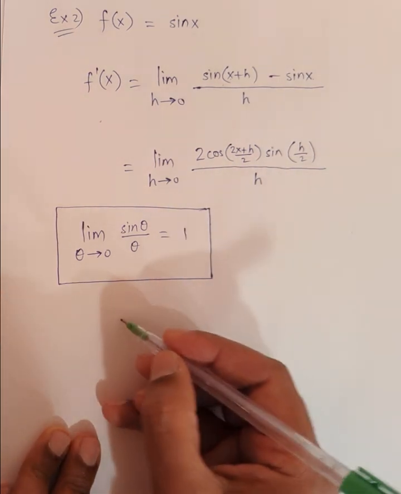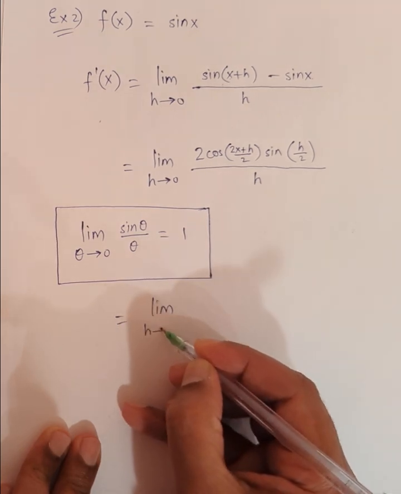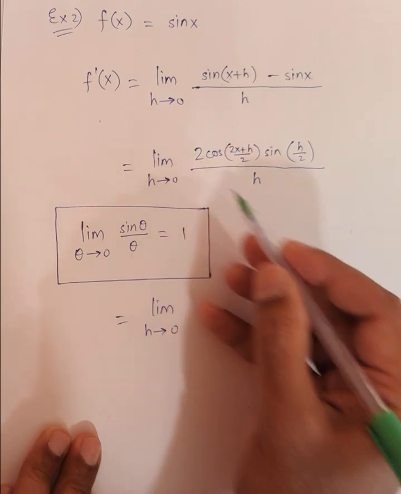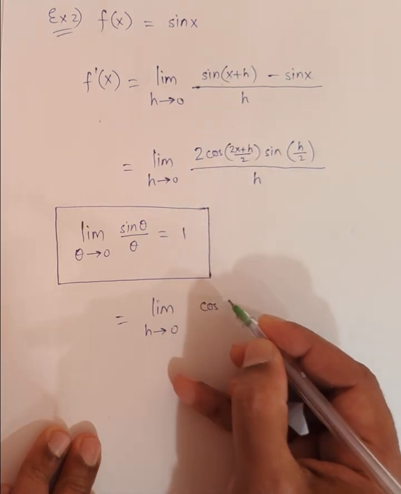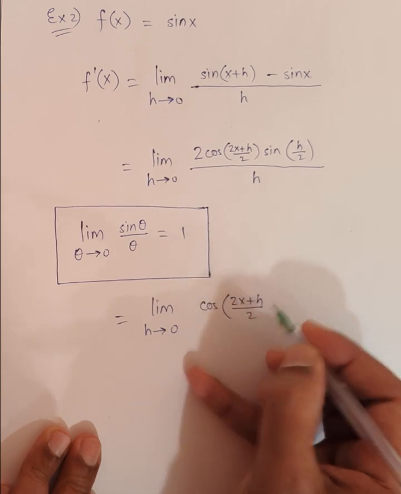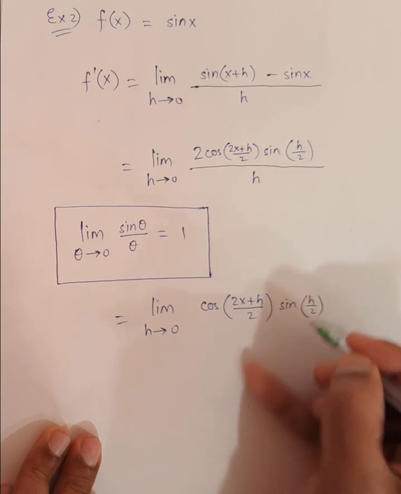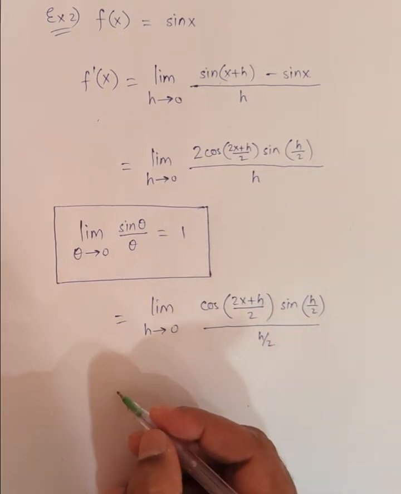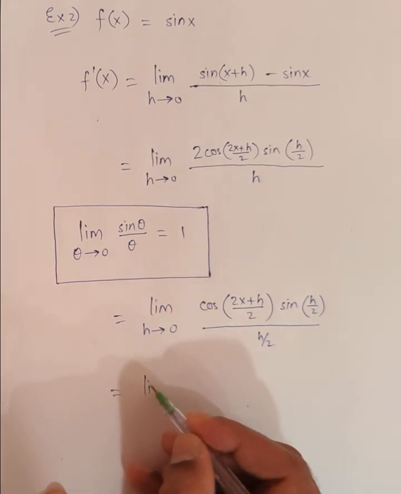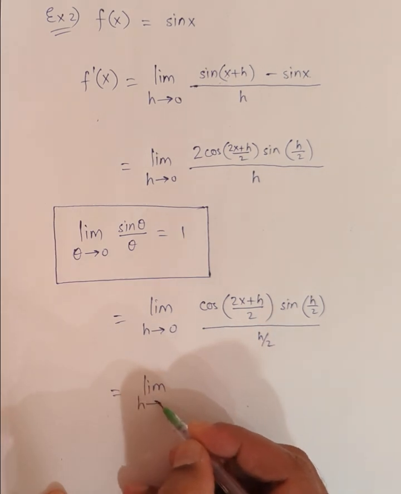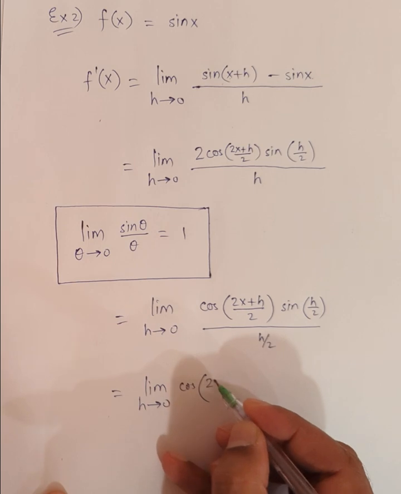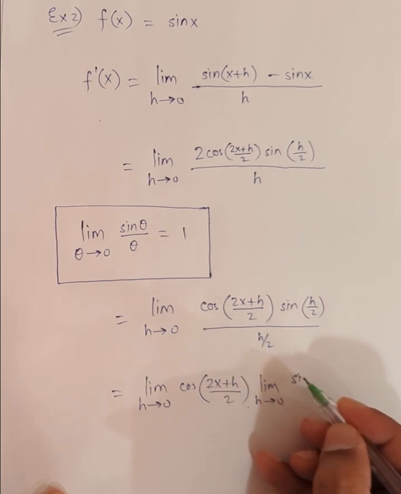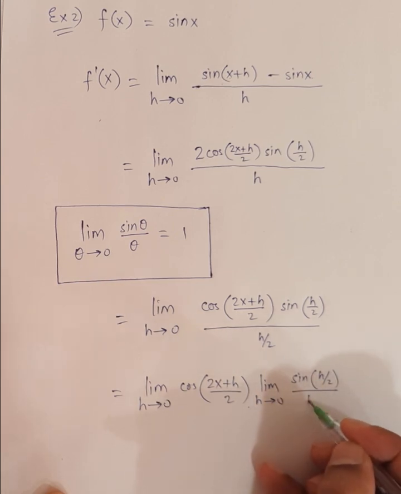So in that case, I can write my limit as limit h approaches 0. And what I'm going to do is I'm going to take this 2 and bring it down here. So that way I have cosine of (2x plus h) over 2, sine of h over 2, divided by h over 2. So now one of the things I can do with limits is I can separate these two functions and write this as cosine of (2x plus h) divided by 2, and then limit h approaches 0 of the remaining part, which is sine of h over 2 divided by h over 2.